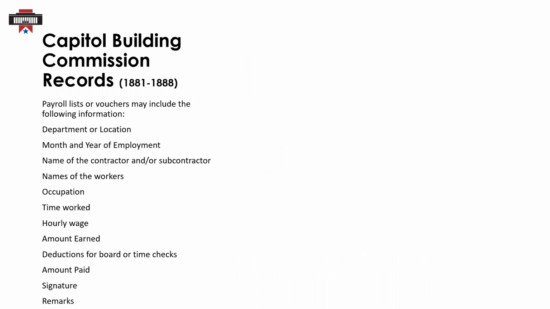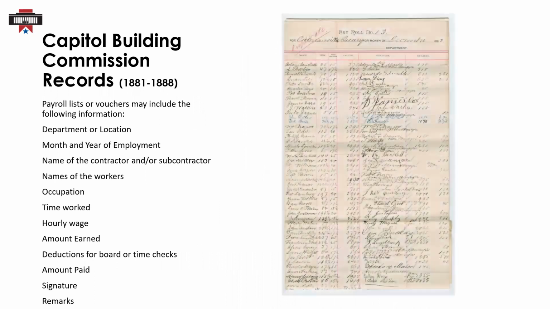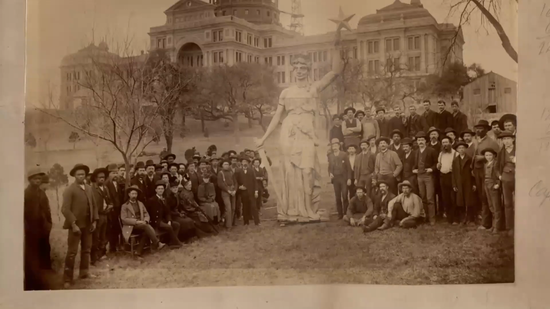The Capitol Building Commission monitored the planning and construction of the present state Capitol building. As many of those who worked to construct the Capitol were African American, the payroll lists and vouchers in this collection contain valuable information for researchers. Some of the information contained in these records is listed here. Although this photograph is not part of the commission records, the individuals pictured here are likely documented in the payrolls and vouchers.